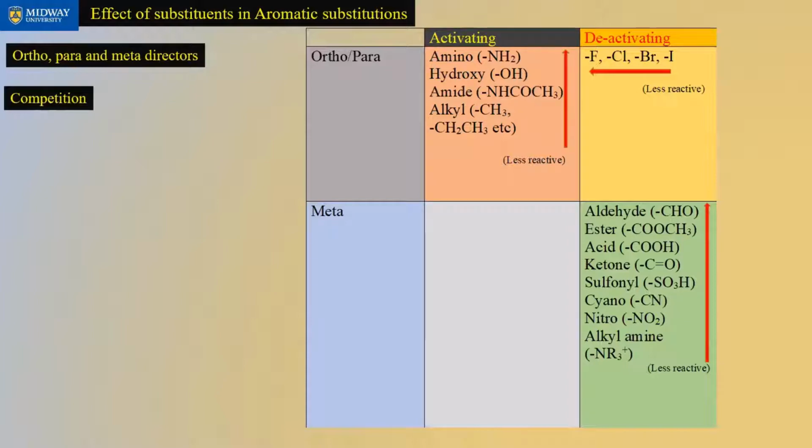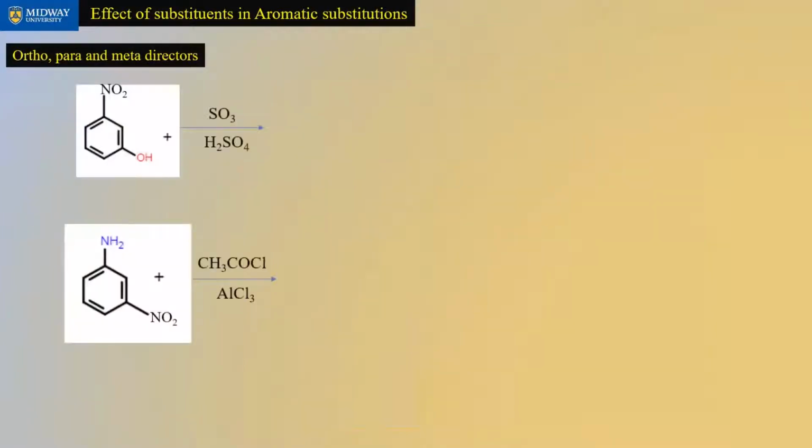Okay, but if the groups are activating and deactivating, then life is easier. Just whichever one is activating wins the race. Okay, so with that in mind, let's look at these two examples. The first one, well, right away we know that if this is the combination of reagents, we are going to be adding SO3H to the ring. Now, where does this go on the ring is a mystery. NO2 is deactivating and OH is activating, so OH wins the race.